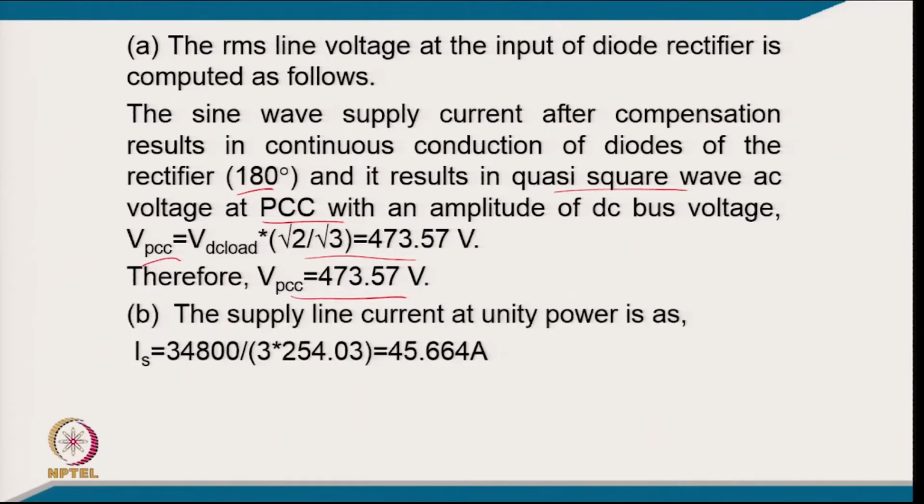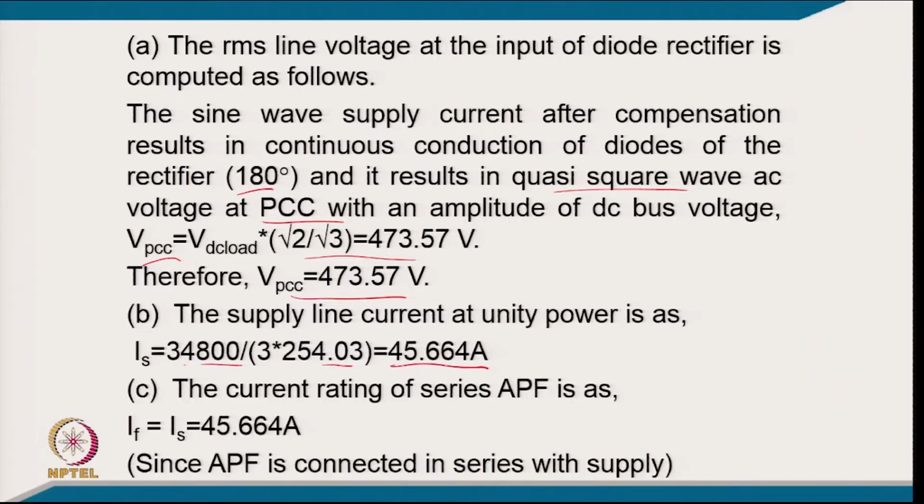Then, with the supply line current at unity power factor, we can calculate the supply line current from the active power drawn by the load, that is 34,800 watts divided by 3 times the phase voltage 254.03. So it comes out to 45.664 ampere. The current rating of the series active power filter is the filter current. Since the active filter is in series with the line, it will be equal to the line supply current, 45.664 ampere, since the active power filter is connected in series with the supply.